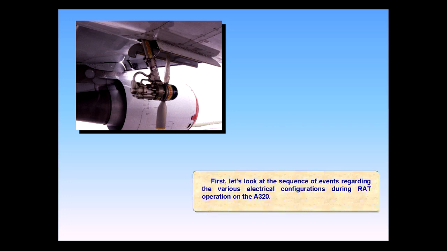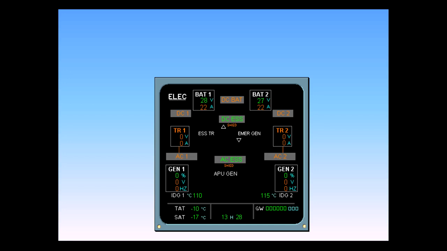First, let's look at the sequence of events regarding the various electrical configurations during RAT operation on the A320. During RAT extension, Battery 1 powers AC Essential through the static inverter. Battery 2 powers DC Essential directly. The shed buses are not powered.